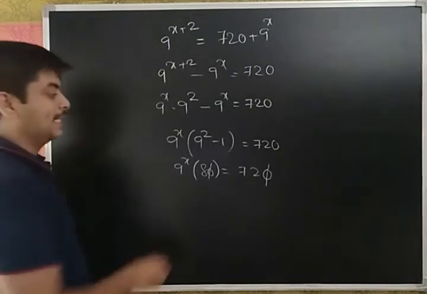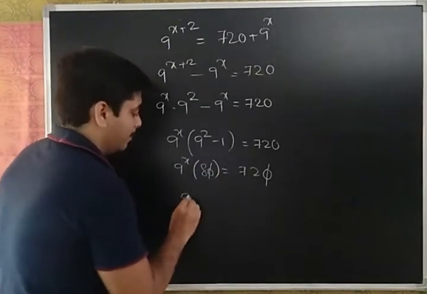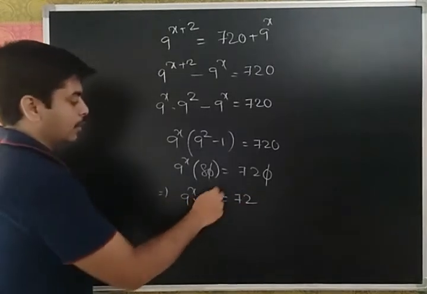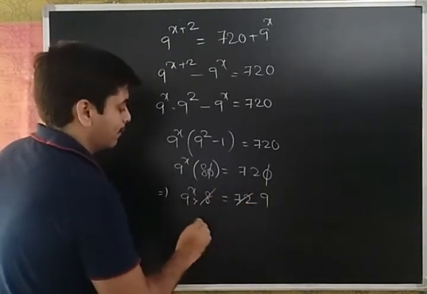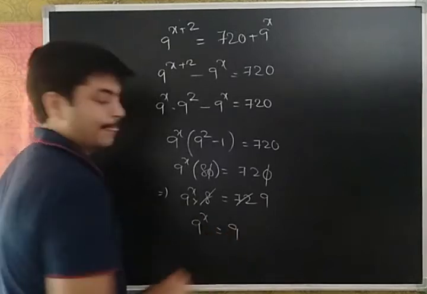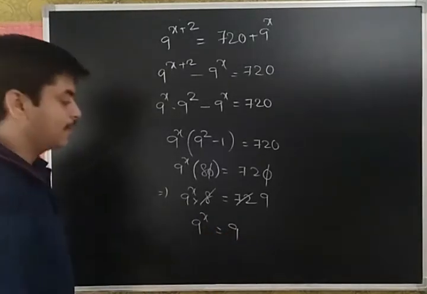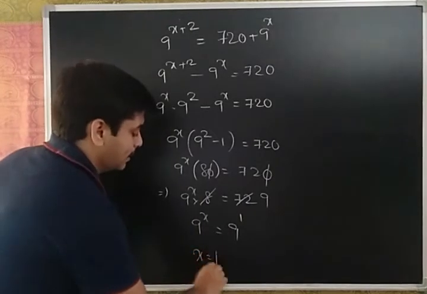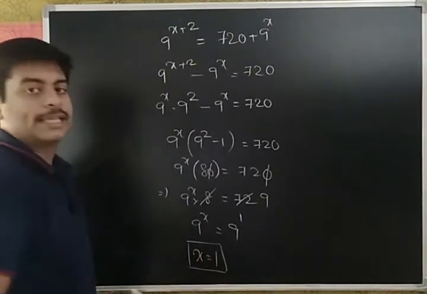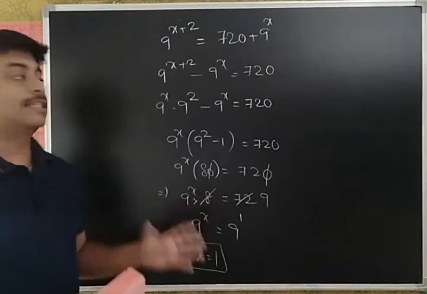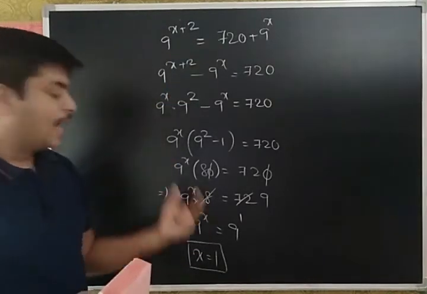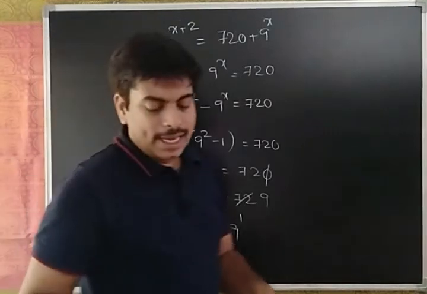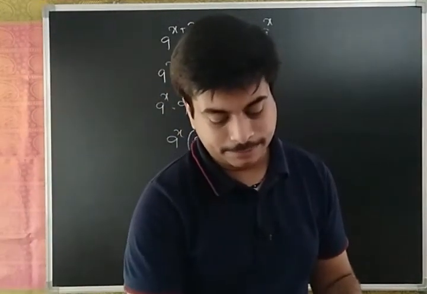9 power x into 8 is equal to 72. So 8 nines are 72. So we are left with 9 power x equal to 9, which is 9 power 1. So you can say that x is equal to 1 is a solution. Solve for x in the sense we need to find the value of x which satisfies the given equation, and in this question it is actually equal to 1. Let us see some more examples.